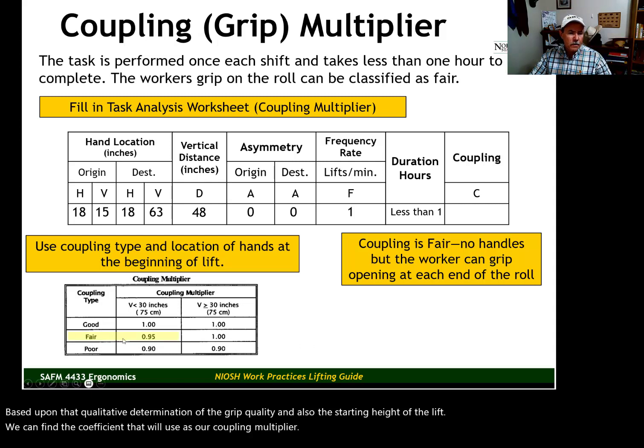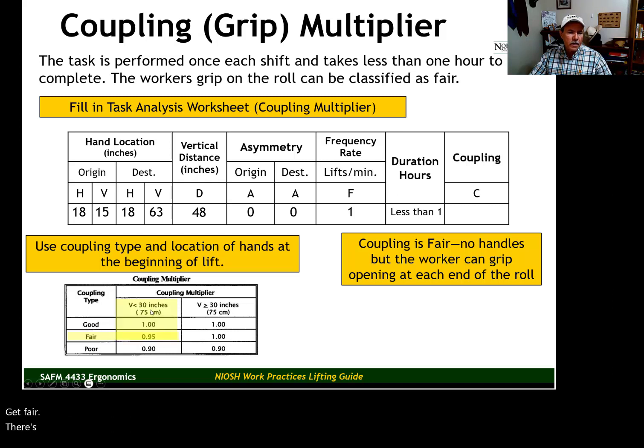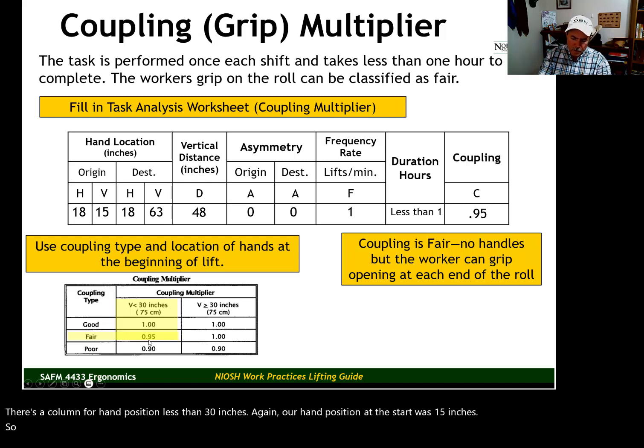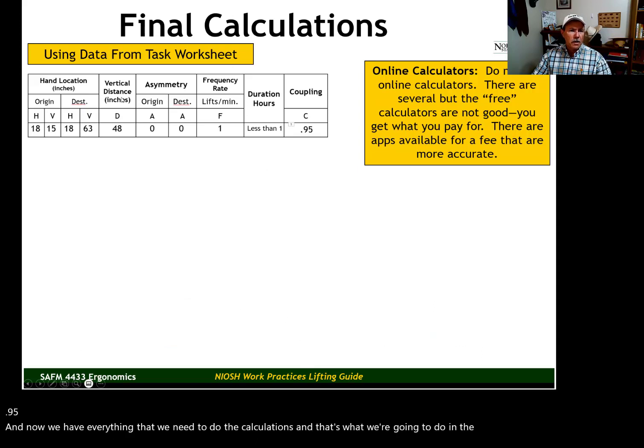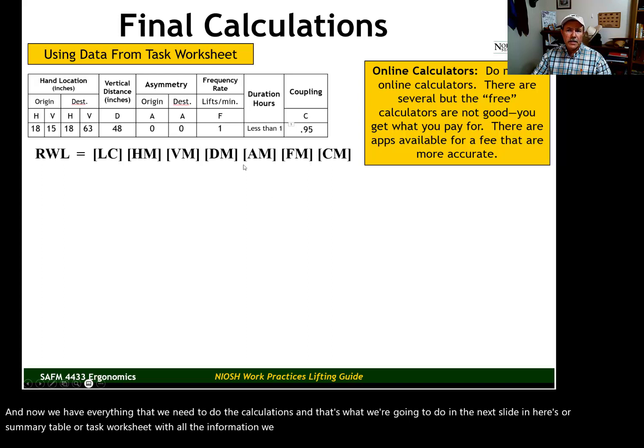Okay, fair, there's the row for fair. There's the column for hand position less than 30 inches. Again, our hand position at the start was 15 inches. So our coupling multiplier that we're going to use in our calculations is 0.95. Okay, now we have everything that we need to do the calculations. And that's what we're going to do on the next slide. And here's our summary table, our task worksheet with all the information we need. Here's our basic formula.